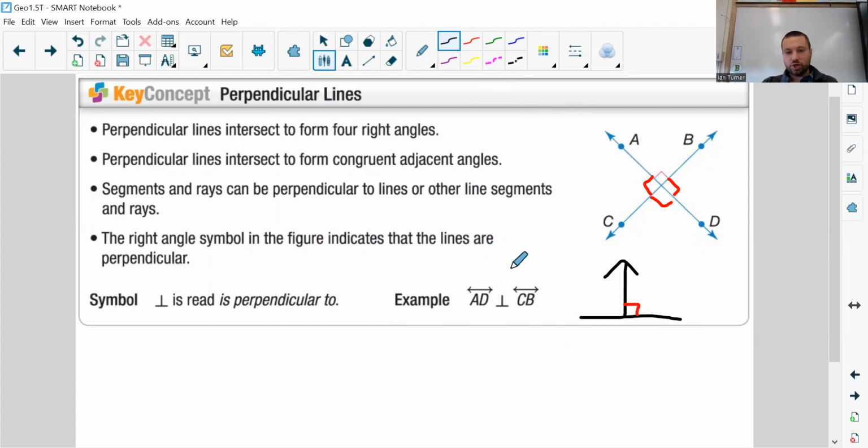thing that shows perpendicular, but this symbol also shows perpendicular. So you might see this in your book, like an upside down T. You read that like line AD is perpendicular to line CB. That's how you read this whole example. So you might see that little upside down T as well to indicate two things are perpendicular. So those are perpendicular lines. Also super important.